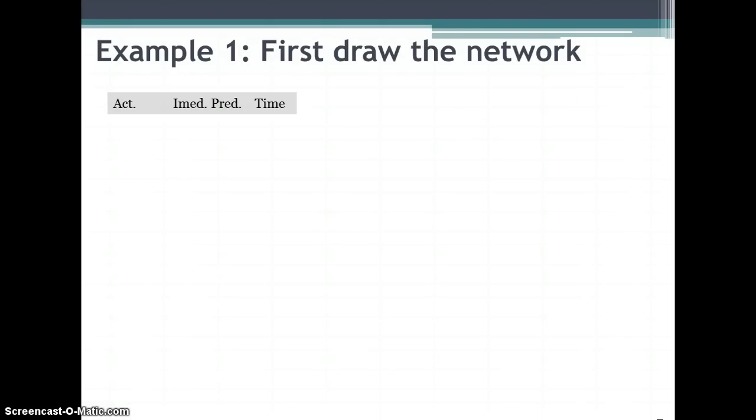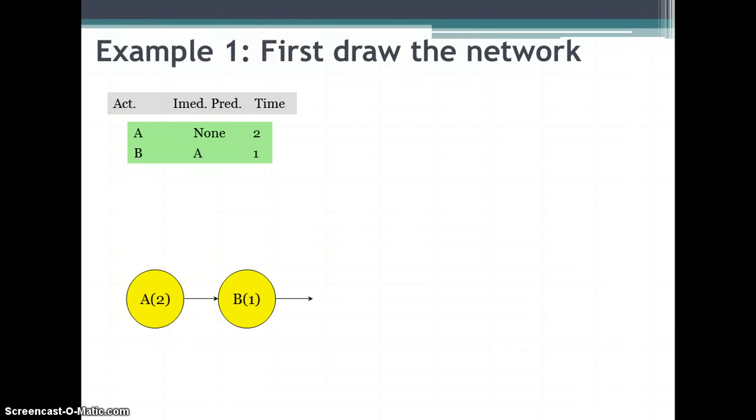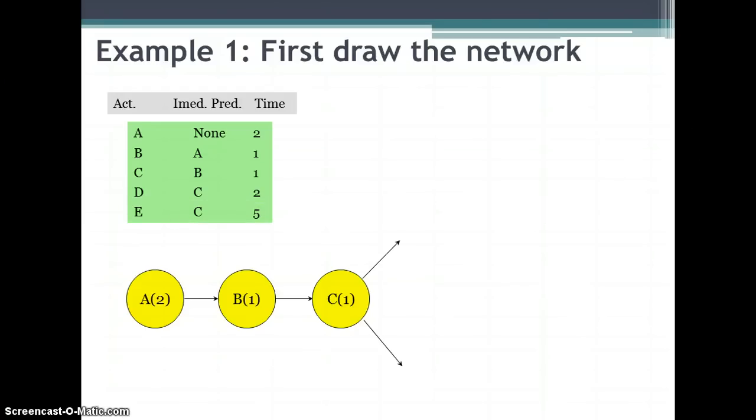So let's draw our network. The first thing you do is look at A. So here we have A. The number in parentheses is the time it takes, and it has no immediate predecessors. B comes after A, and it takes 1 week. C comes after B, it takes 1 week. D comes after C, and so does E. Okay, they both come after C. And D takes 2 weeks, and E takes 5 weeks.